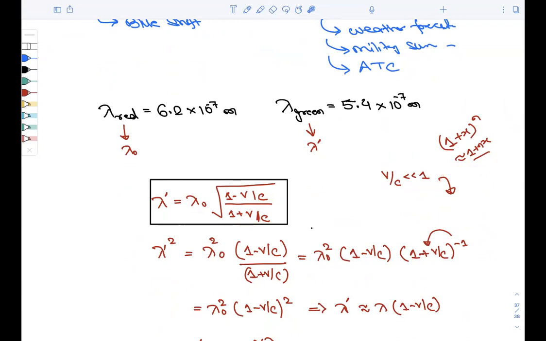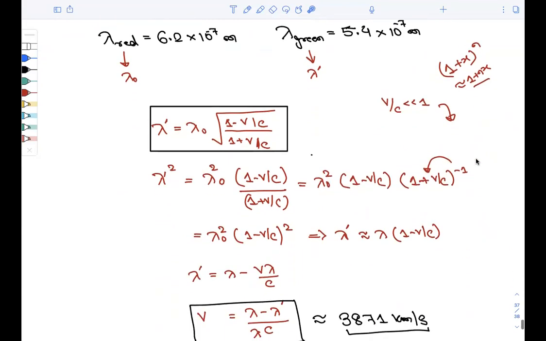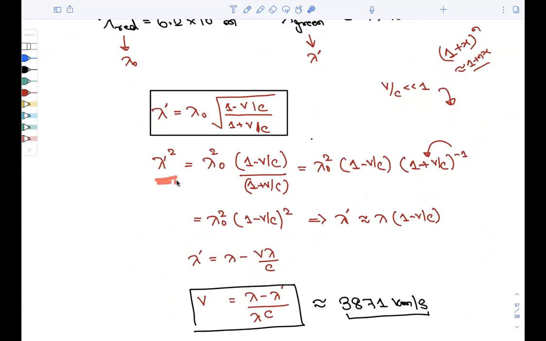Again, these things are pre-written because the previous video was corrupted. That's why we have to see it like that. So lambda dash square can be written as lambda naught square times (1 minus v/c) upon (1 plus v/c). And it can be written as (1 plus v/c) to the power minus 1. So it is equal to 1 minus 2v/c. So approximately lambda dash can be written as lambda naught into (1 minus v/c).